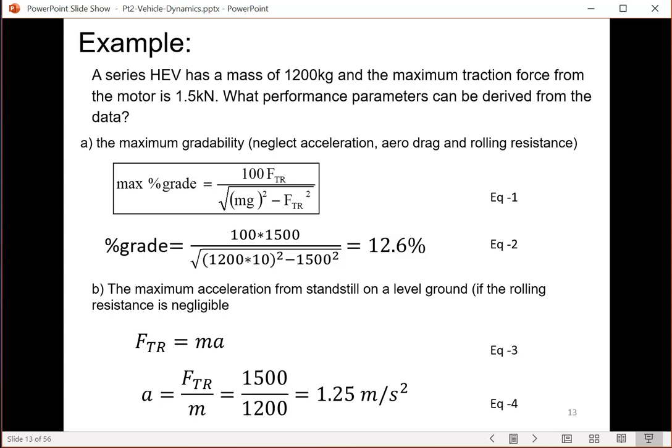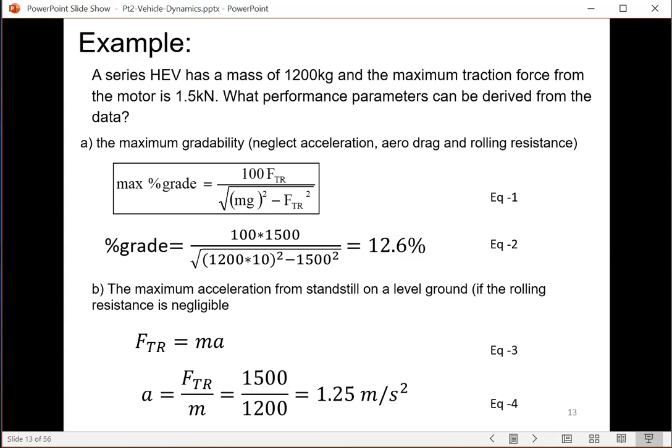In this case, I know FTR is 1.5 kilonewton. I know the mass, so it's a straightforward calculation, but make sure you use the standard SI unit in all calculations. So the mass, the standard SI unit is 1200, so I'm going to put M here. I'm going to put 1200 here. G equals 10 or 9.81. And FTR is 1.5 kilonewton.